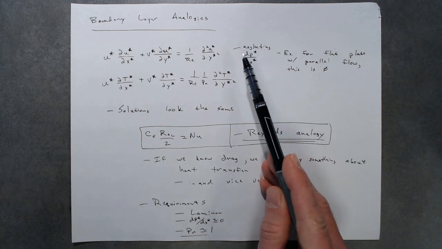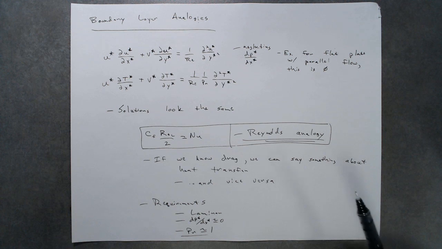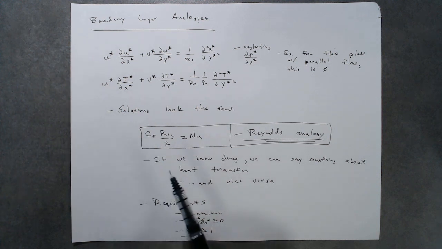Second one is what we assumed here in neglecting this pressure gradient term. So we need to have a pressure gradient term that's small. And finally, we really need to have a Prandtl number that's not too different than 1 for this Reynolds analogy to work. But under those conditions, which are frequently reasonably close to being satisfied, we have this extremely useful analogy that basically allows us to measure one physical quantity and say something about a very different physical quantity, but a very useful one.